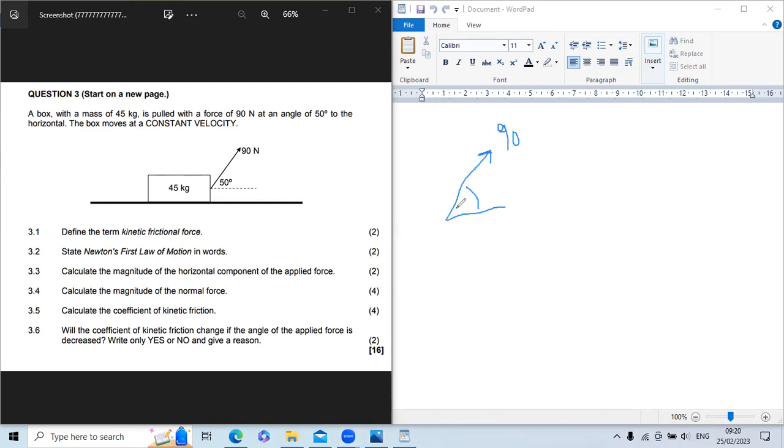So, 5 degrees. Can you guys just quickly calculate that for me? Calculate the magnitude of the horizontal component for me. Just write it down in the chat, or you can say it out loud.